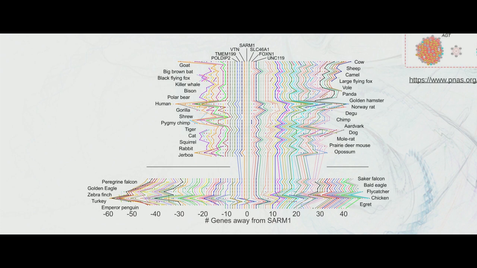And this is done in reference to a gene called SARM, which you can see in the middle here. What it's showing you is not the actual genomic position, but the ordering of these genes on the genome, 5' to 3'. So first comes POLDIP2, and then TMEM, and then VTN, and then SARM, and then this SLC, FOXN, and UNC119.